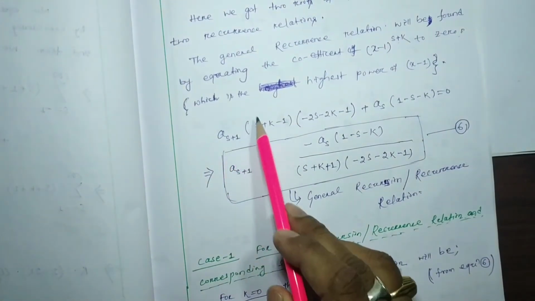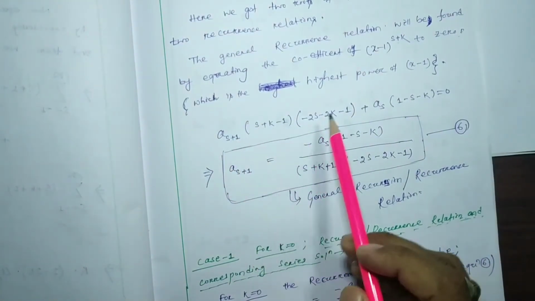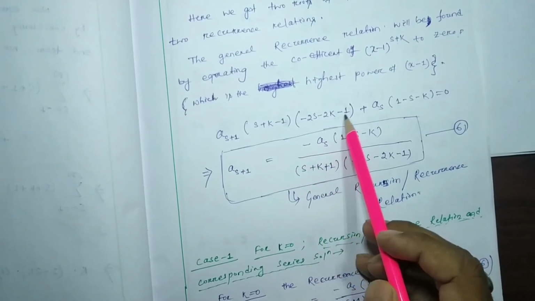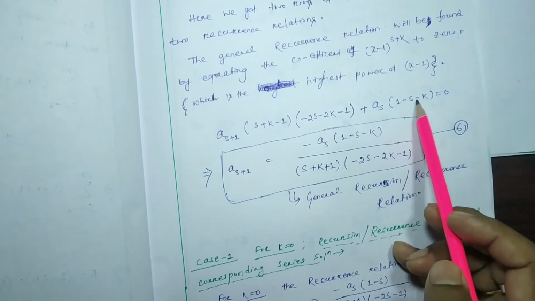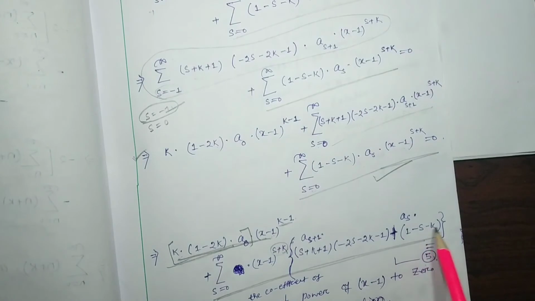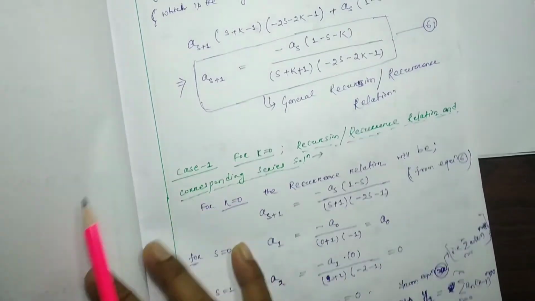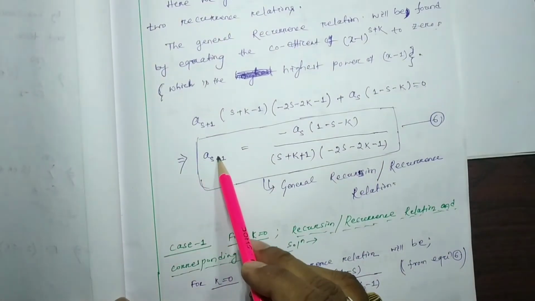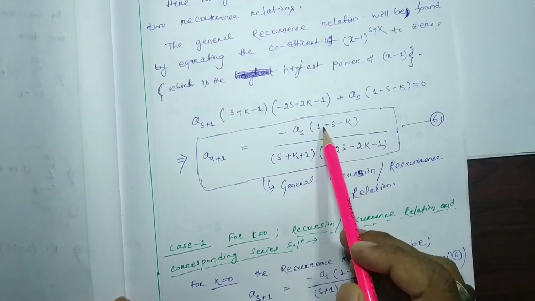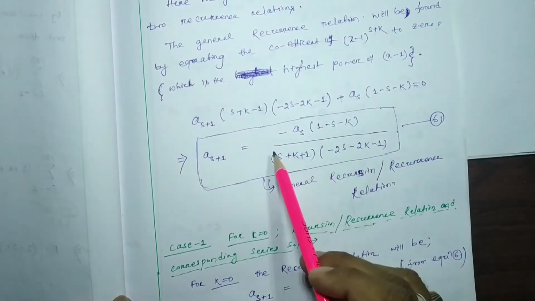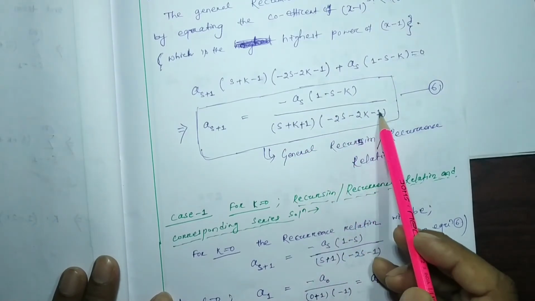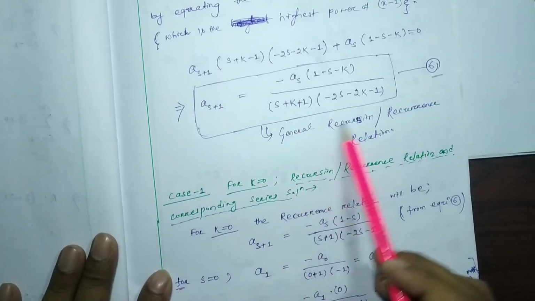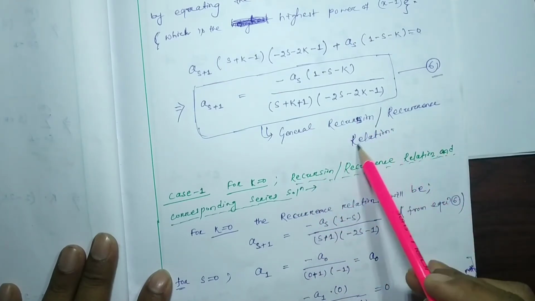a_{s+1}(s+k+1)(-2s-2k-1) + a_s(1-k-s)(s+k)... that is, s(1-s-k) equal to 0. We found a_{s+1} = -a_s(1-s-k) divided by (s+k+1)(-2s-2k-1). Let it be equation number 6. This is nothing but our general recursion or recurrence relation.